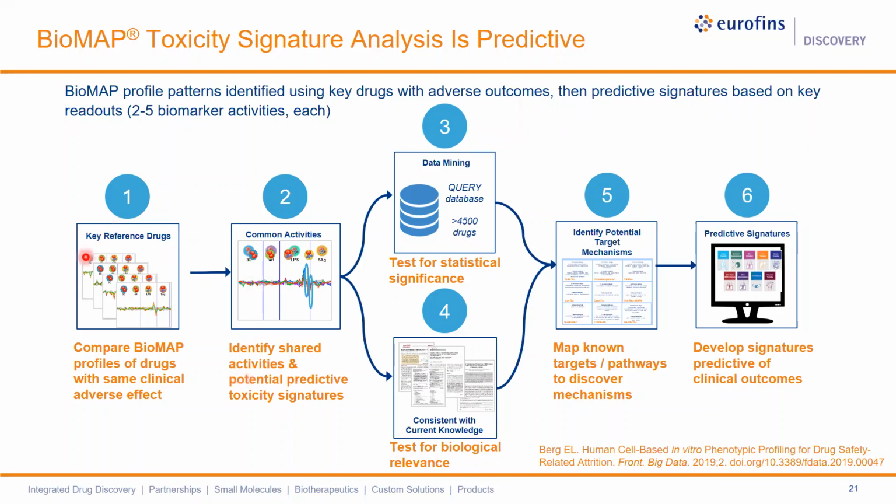And then we compare these biomarker profiles of the drugs with the same clinical adverse effect. And when you overlay that, there are some key predictive toxicity signatures that come out, and they are tested for statistical as well as biological significance. And that way we identify, okay, these are the signatures for, say, vascular toxicity. And that way we can map known targets and pathways to discover mechanism. And that signature is predictive of the clinical outcomes. Our colleague published this paper a few years back, and the literature is cited here for you to go back and look at it.